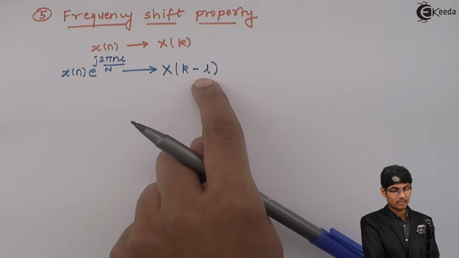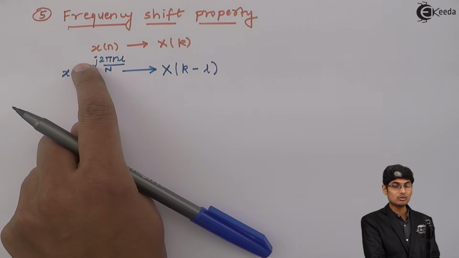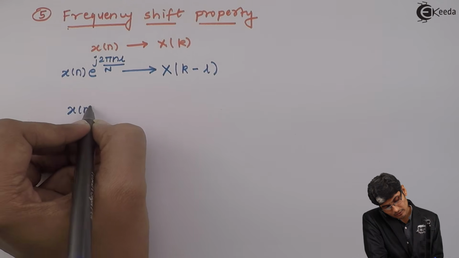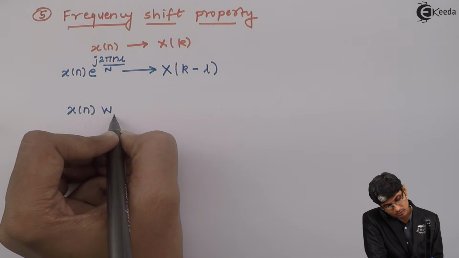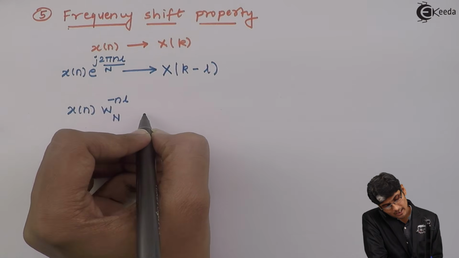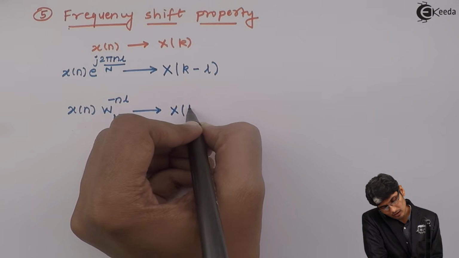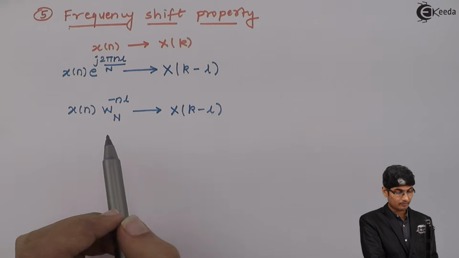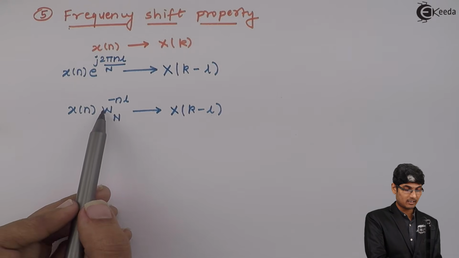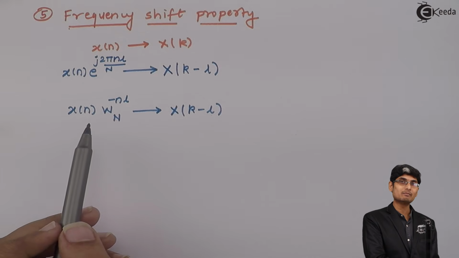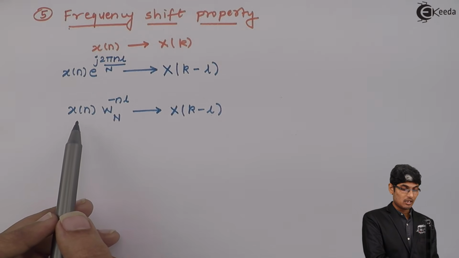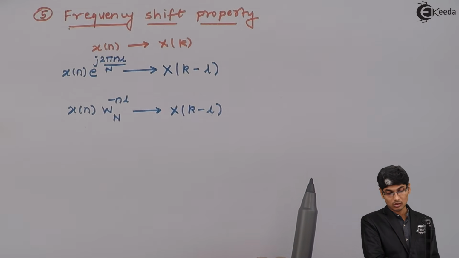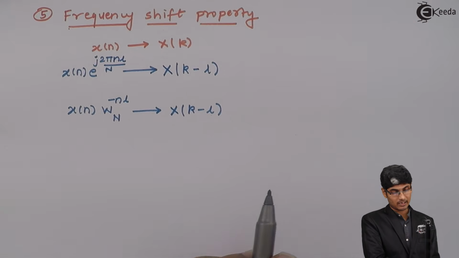Now here you can observe that when the sign is negative, here you have j sign as positive. But if I write it in terms of the twiddle factor, then x of n W N raised to minus nL reflects X of k minus L. You can say it the reverse way: multiplying x of n by a phasor factor W N raised to minus nL will shift the frequency by L units. You can say it in this fashion also.